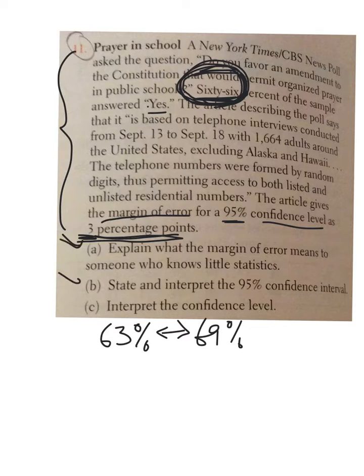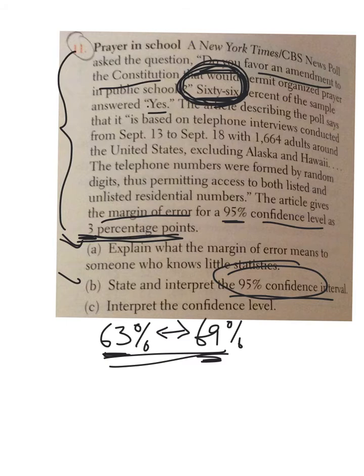Letter B, state and interpret the 95% confidence interval. So the way we do that is we say this. We are 95% confident that the interval from 63% to 69% captures the true proportion of the population that favors an amendment to the Constitution to allow prayer in school. Wow, that's a big sentence, but that's what we have to write. And we're going to get used to writing it just like that.